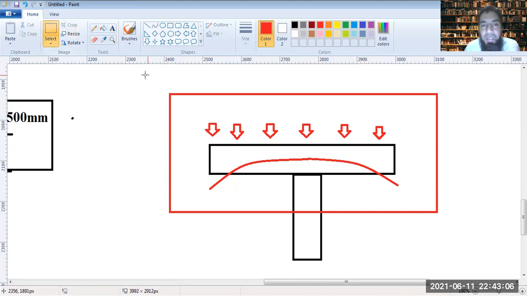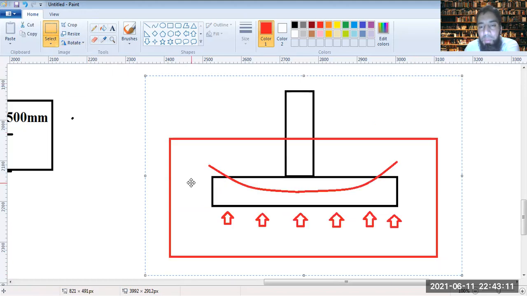Now again, if I reverse this, what do I get? At the center there is sagging, and towards the ends there is hogging happening. So our design should be based on these principles: towards the end of the footing the hogging predominates, and at the center beneath the support the sagging predominates. So our design philosophy should be based on this behavior of the footing.